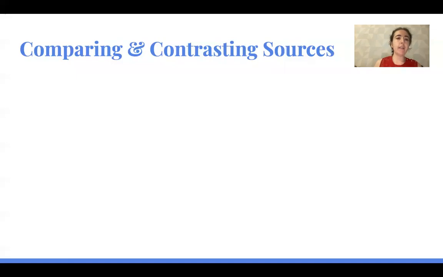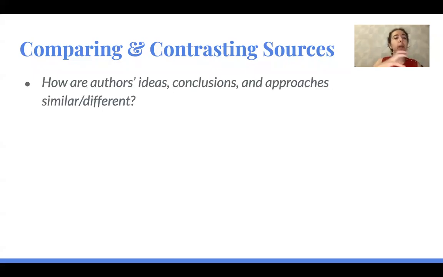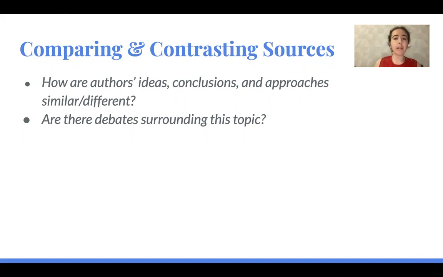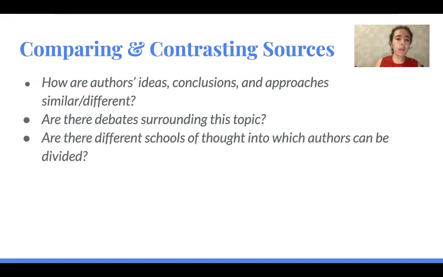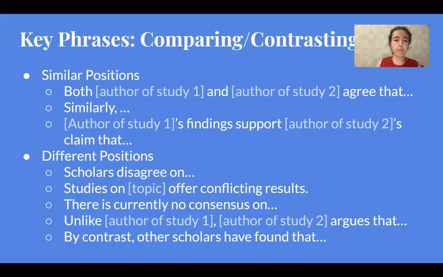Okay, another task that is important to the literature review is comparing and contrasting. This goes back to the idea I was talking about earlier, that it's really important to understand the relationships between the authors and their ideas. So how are their ideas, their conclusions, and their approaches similar or different? Are there debates surrounding this topic? Maybe it's really divisive and everybody either thinks one thing or another thing. Are there different schools of thought into which authors can be divided? That's sort of a similar point.